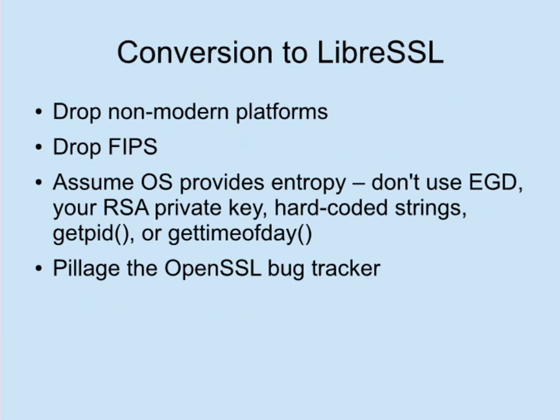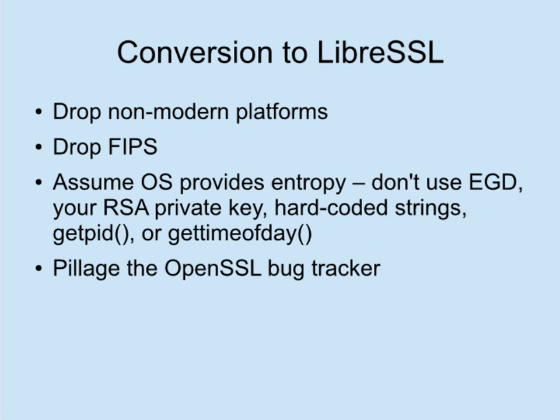So, how do they take OpenSSL and fork it? First thing they did is they dropped non-modern platforms. Windows 16-bit, VMS, there are people who are running these, and they're going to have to stay with OpenSSL. They dropped the built-in FIPS compliance stuff. It's very intrusive. People can still get their sites FIPS certified without this code being in LibreSSL.